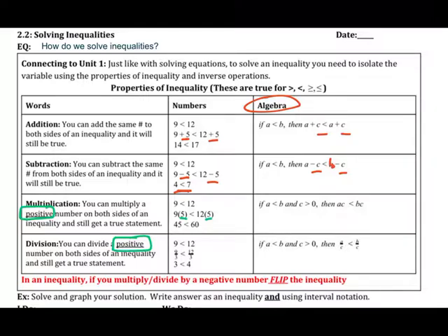So that should raise the question, well, how do we deal with negative numbers? Do any of these properties hold true, or what do we do when we have to multiply or divide both sides by a negative number? Because that's bound to happen. And that's what you're going to see down here in red.